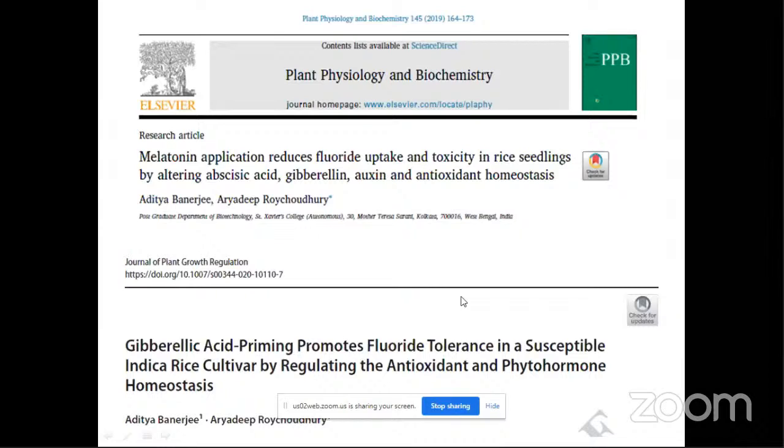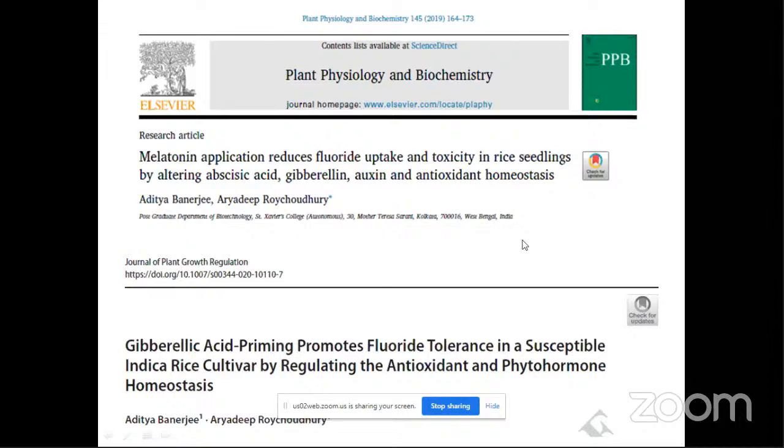So we asked whether melatonin is equally capable of reducing fluoride toxicity in rice seedlings. Melatonin and abscisic acid act antagonistically to each other, which is reported. If you remember, our experiment showed a lowering of ABA level. So we asked whether it is more guided by the melatonin pathway rather than the ABA pathway. And we found that yes, it is so, because when you apply melatonin or gibberellic acid, both of which are antagonistic to ABA, both give quite a pronounced response.